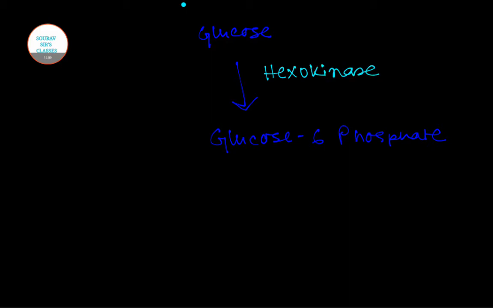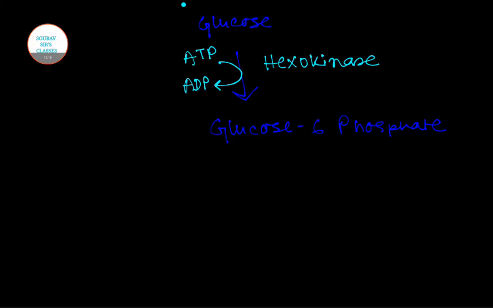Hexokinase, with the help of ATP to ADP. So this is the conversion of glucose to glucose 6-phosphate. That is the phosphorylation of the glucose in this pathway. Now the formation of glucose 6-phosphate to another isomer, that is the isomerization reaction.